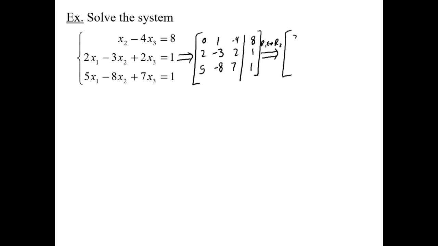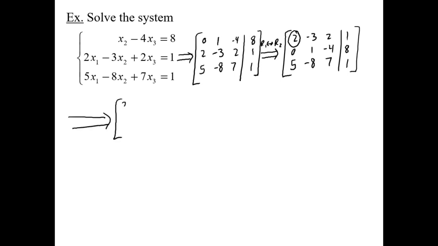So row one and row two, I'm just going to swap. And so we get 2, negative 3, 2, 1. This becomes 0, 1, negative 4, 8. And the bottom row is staying the same. Okay. Next thing is we've got a 2 in this pivot position. I want to get zeros below it. And so that means that the first row is fine. Second row is fine because we've already got that 0 where we want it.